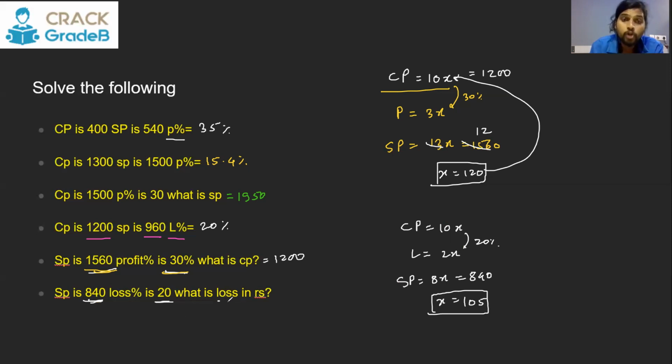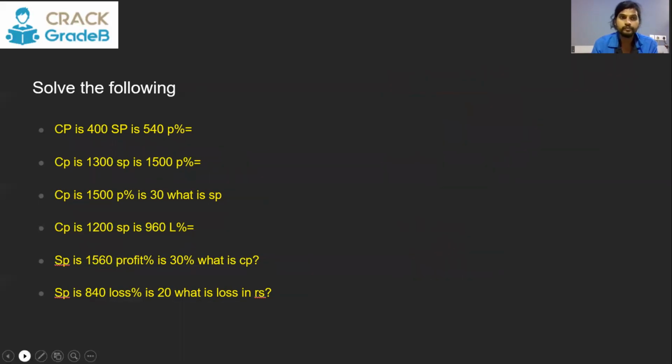This time they are asking what is the loss in rupees. They are not asking what is the cost price. They are asking what is the loss. So you can see the loss here is 2x. Just put the value of x equal to 105. So that becomes 210. So the answer here will be 210. Easy. So if you find this topic difficult, just revise this basic question or these types of questions again and again. Only then will you find the bigger questions really comfortable. Okay. Let's see the next type of questions.